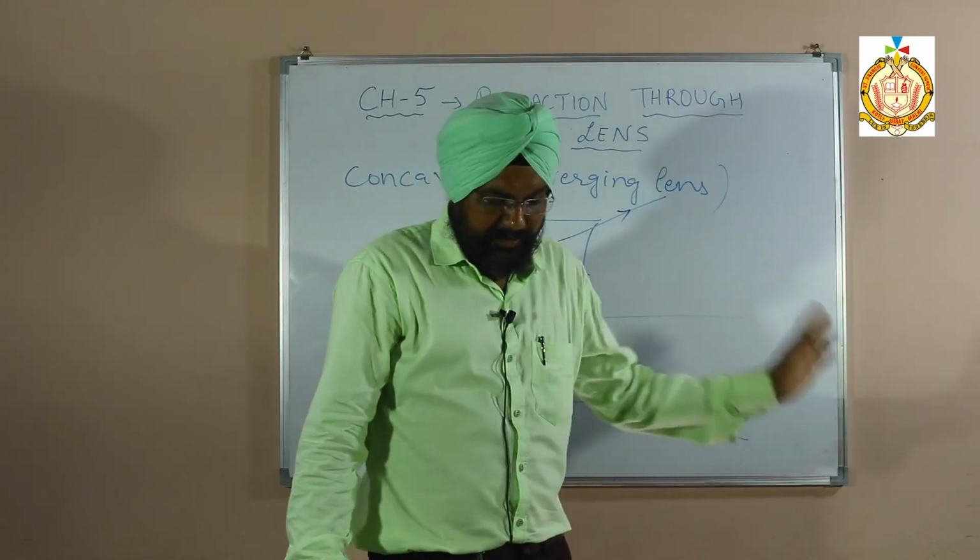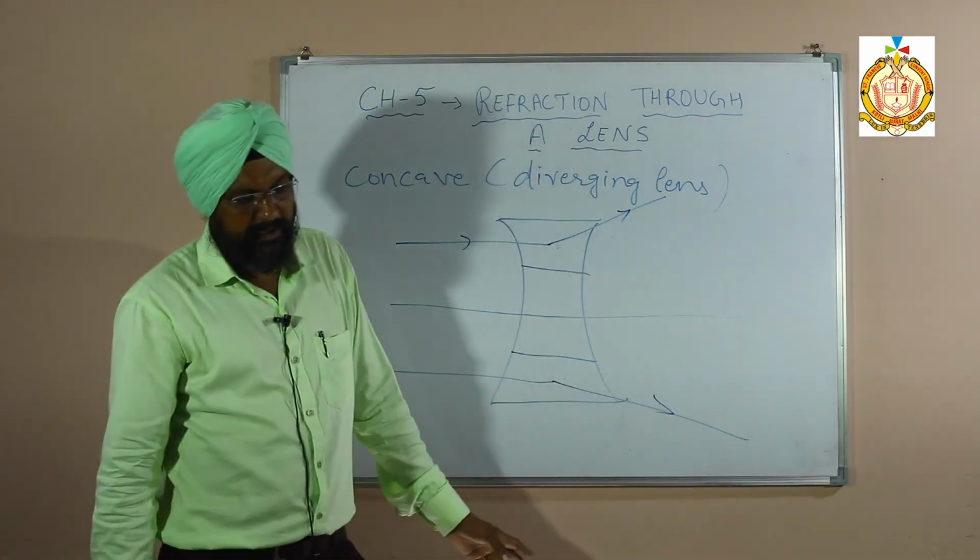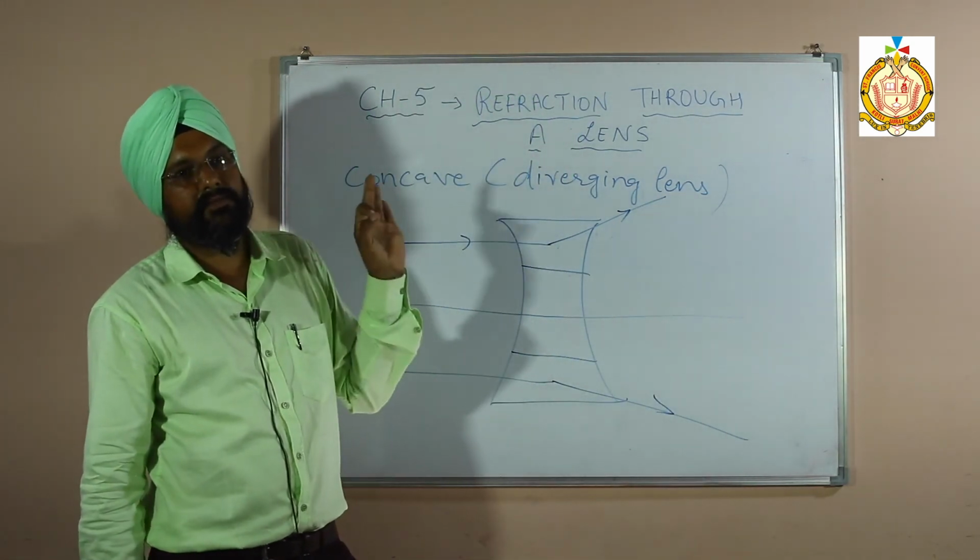So the convergent action of a convex lens and the divergent action of a concave lens is very important.